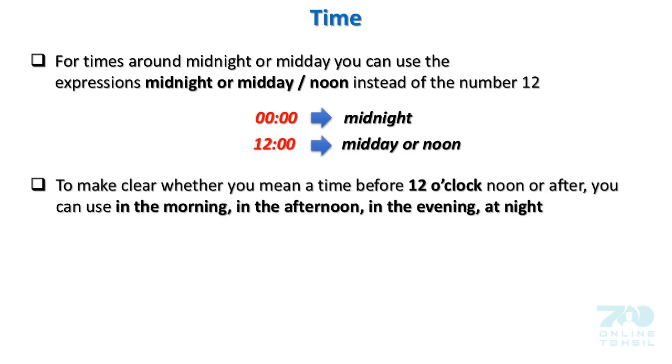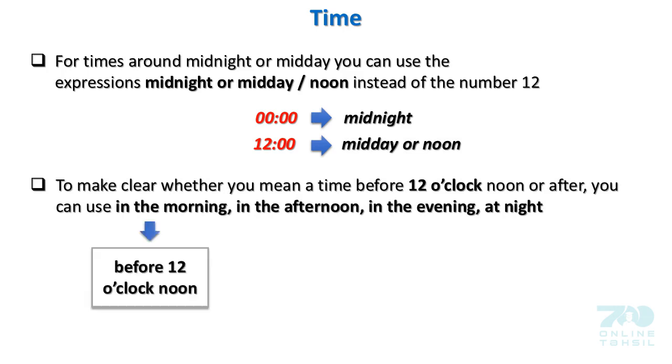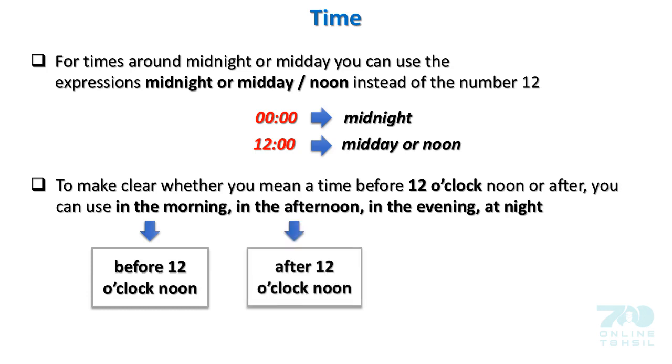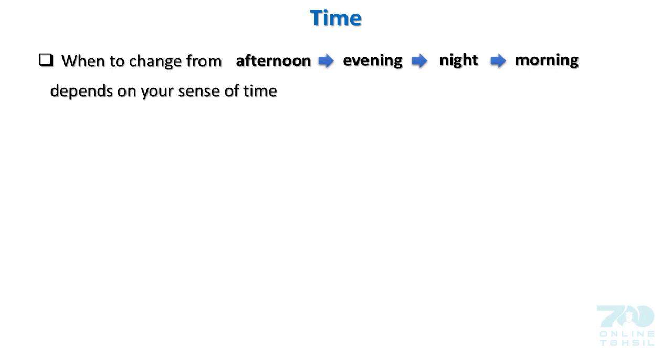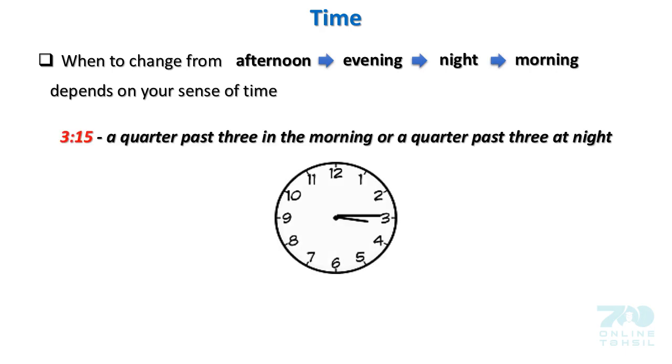To make clear, where necessary, whether you mean a time before 12 o'clock noon or after, you can use in the morning, in the afternoon, in the evening, at night. Use in the morning before 12 o'clock noon. After 12 o'clock noon, use in the afternoon. When to change from afternoon to evening, from evening to night, and from night to morning depends on your sense of time. Example, 3:15 in the morning, or 3:15 at night.